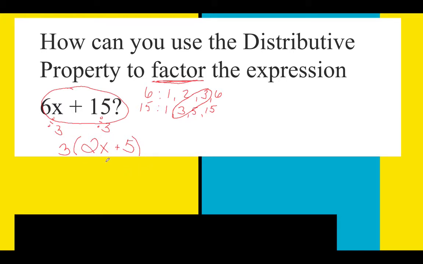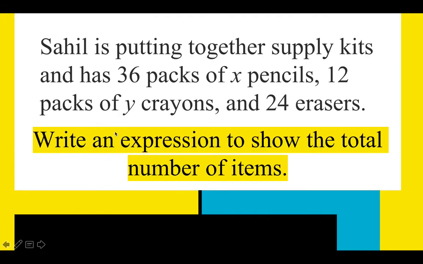If I gave this to you, you would be able to tell me, because I've seen you work on this throughout the week, that 3 times 2x is 6x, and that 3 times that positive 5 is positive 15, okay? So that's how we can double check our work to know that this is our factored out expression. All right, let's look at another one.